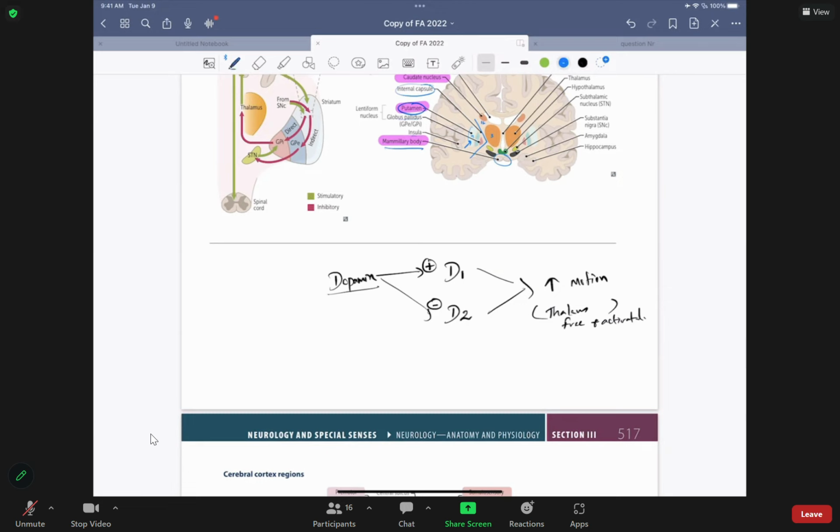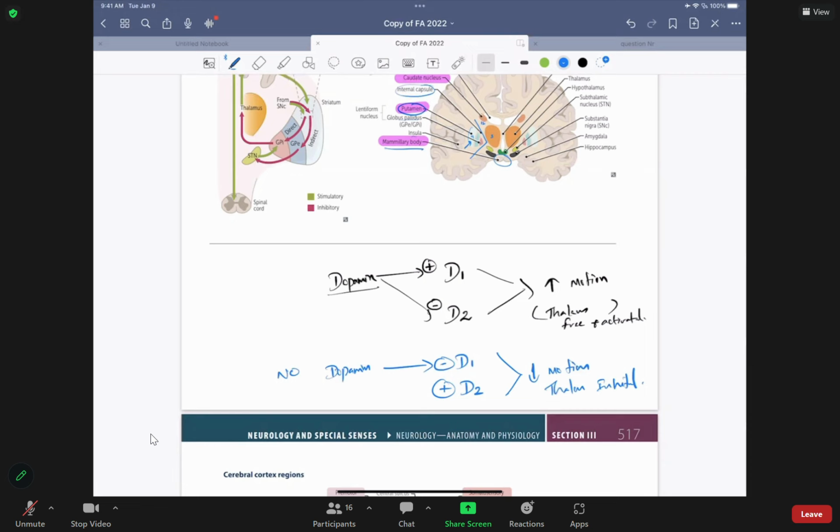Now, when there is no dopamine, I just want to write this. No dopamine: D1 is inhibited, D2 is stimulated, the opposite. Therefore, decreased motion. And what happened to the thalamus here? Free or inhibited? Inhibited, there you go, perfect. To understand these two lines, we have to go through the whole thing. But now it makes sense for you guys, right? That's D1 and D2, rather than memorizing. That is the key here, folks.